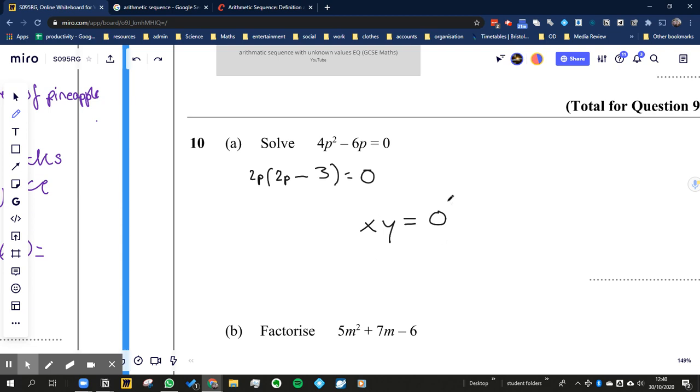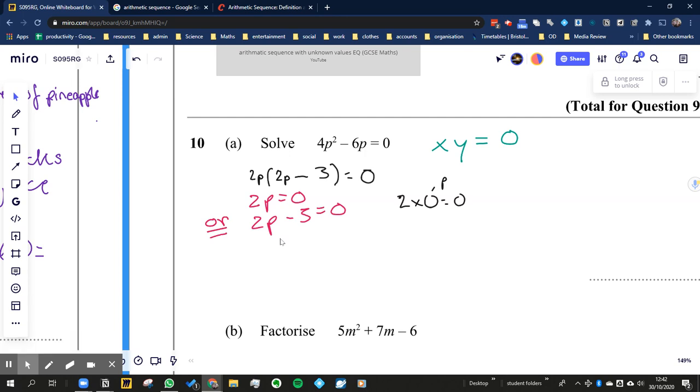Now, what do we do next? Well, if, for example, x times y is equal to 0, then either x is equal to 0 or y is equal to 0. So therefore, for the same reason, in this case, either 2p is equal to 0 or 2p minus 3 is equal to 0, right? It's or. All right?